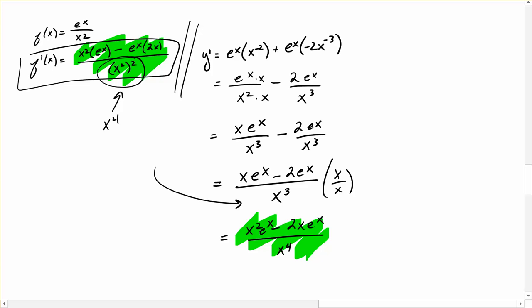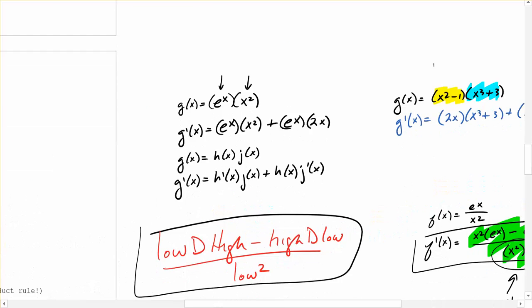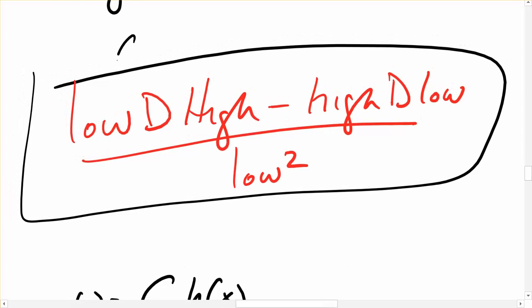Sometimes you can use the product rule and it will be the same amount of work. Sometimes you'll definitely want to use the quotient rule. The key is just this phrase though. Low d high minus high d low over low squared.